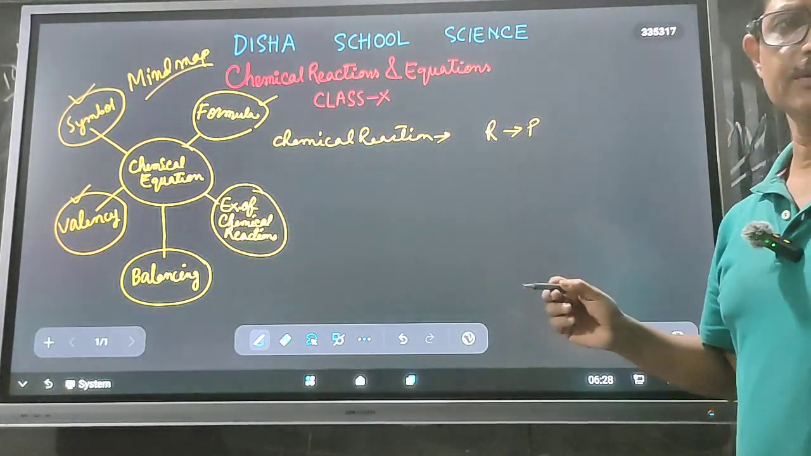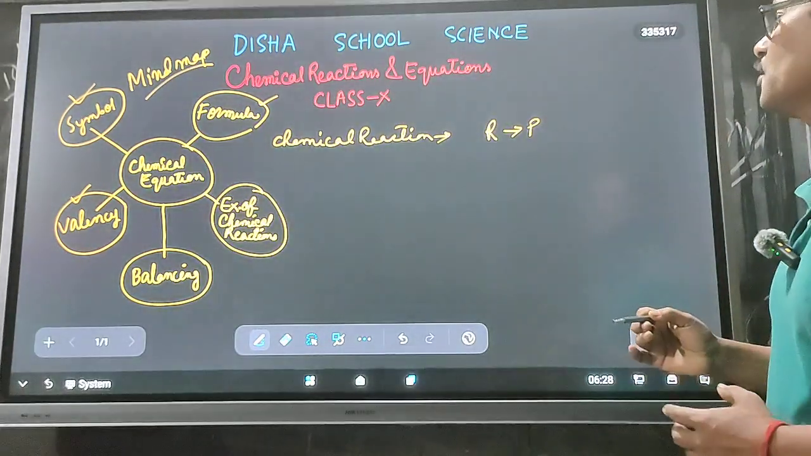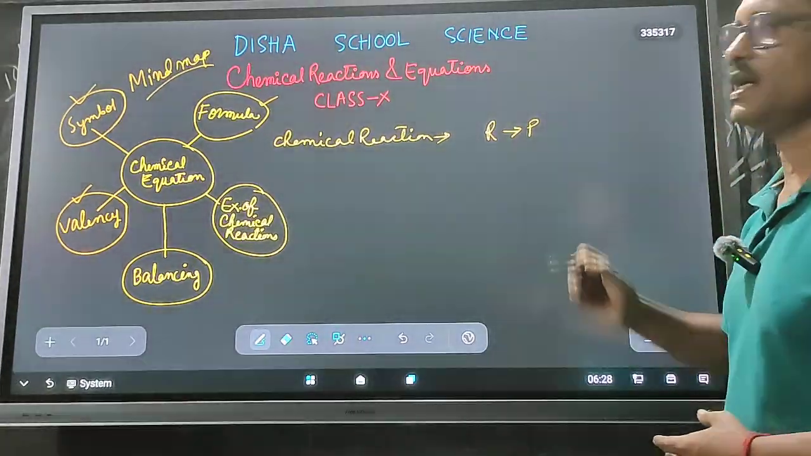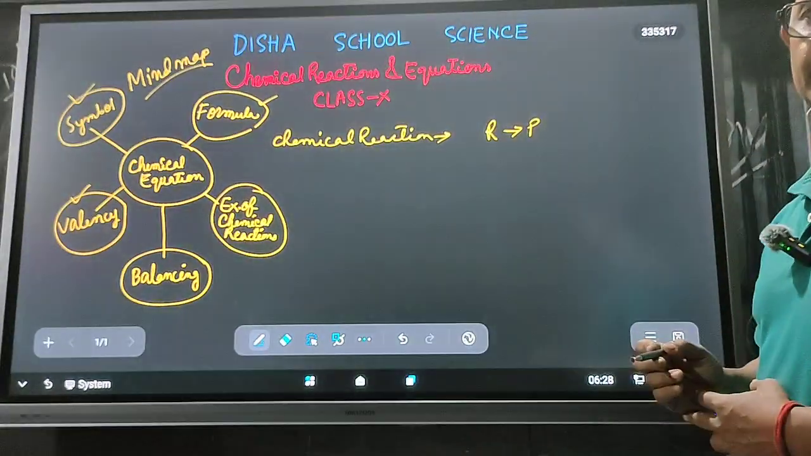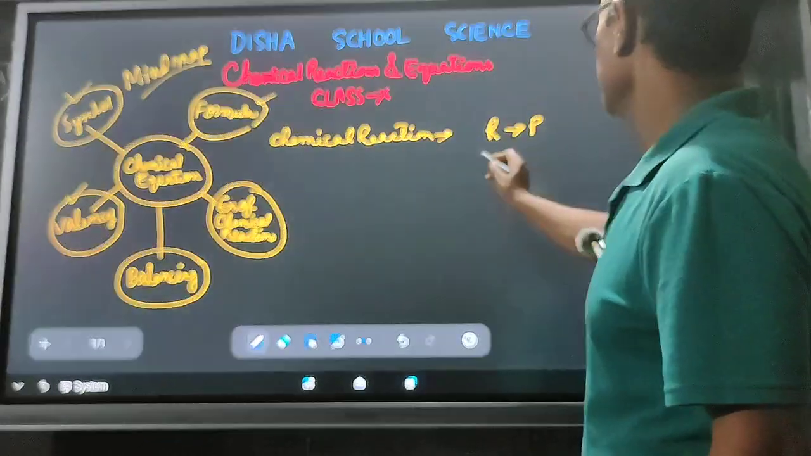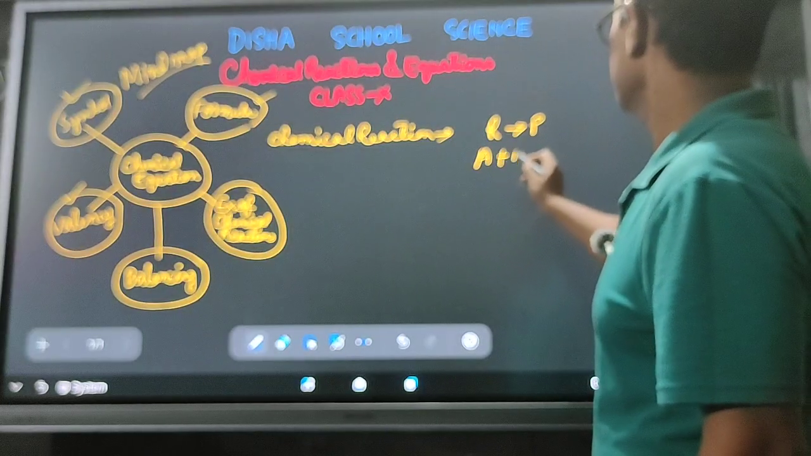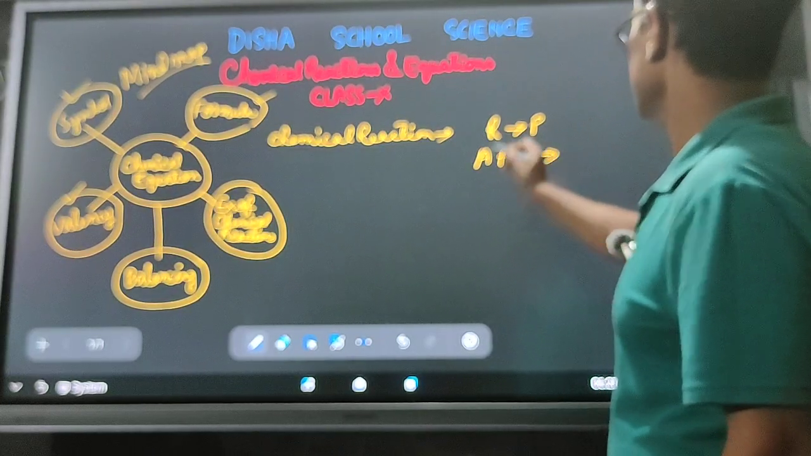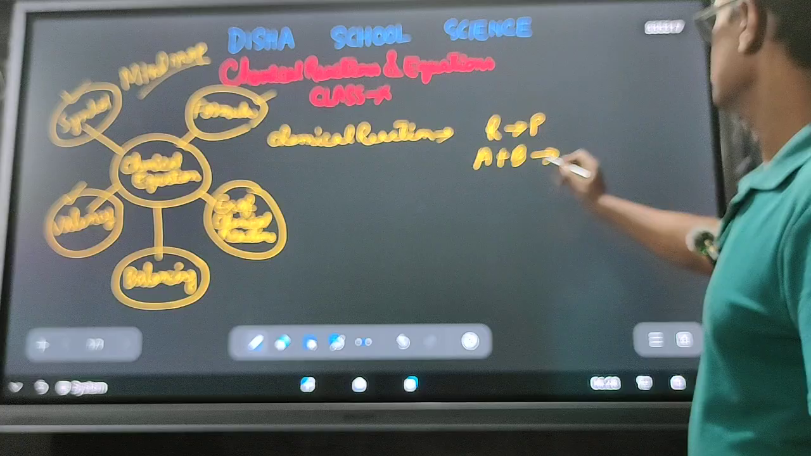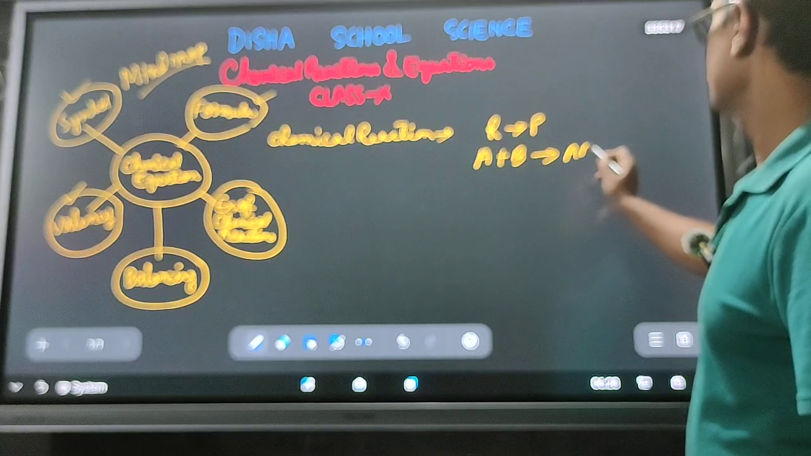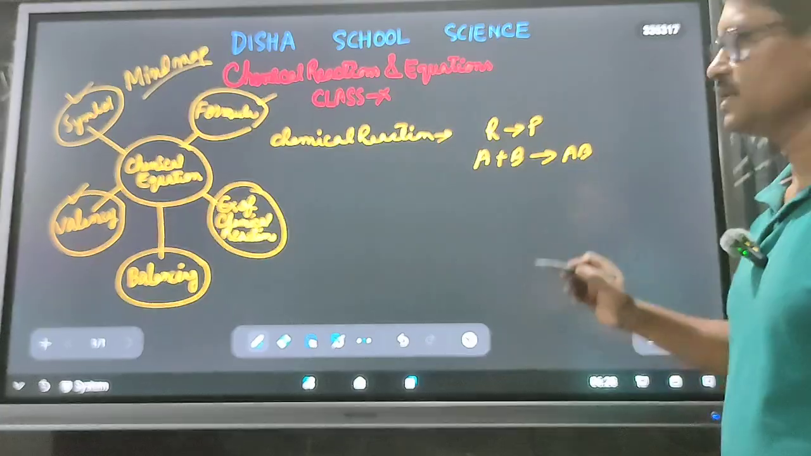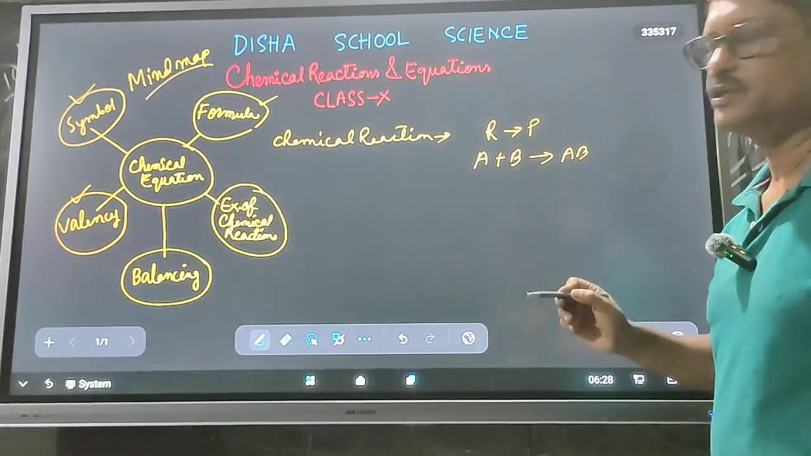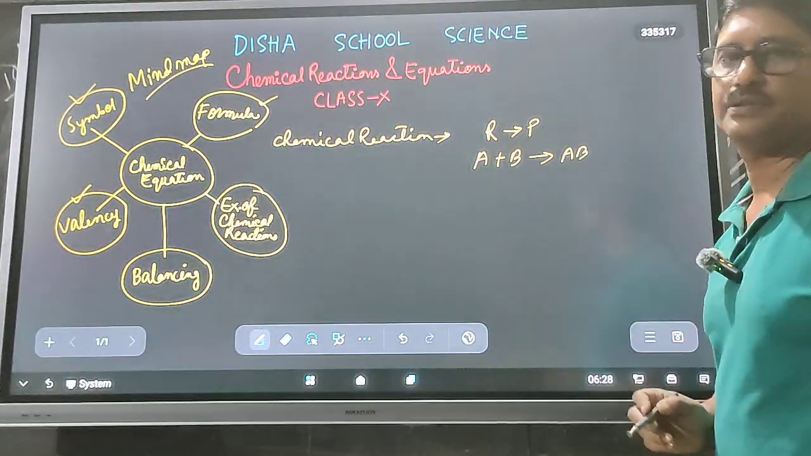So many reactants join together forming a new substance called product. So it is the change of reactants to product. For example, say A plus B. These are the reactants. So after this, AB becomes, say, AB. So AB is something different from A. AB is something different from B. So this is chemical reaction.